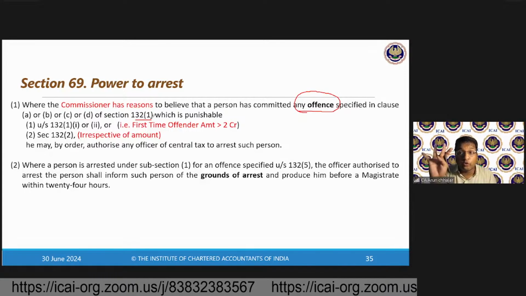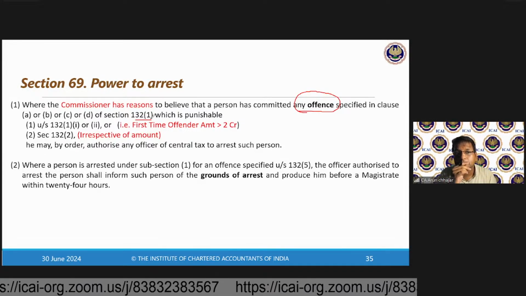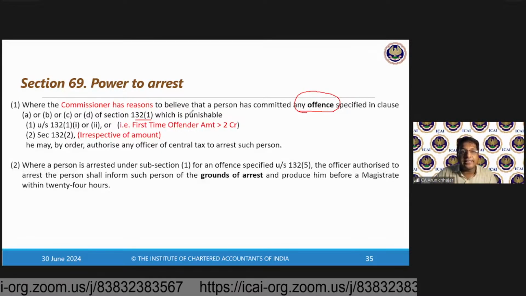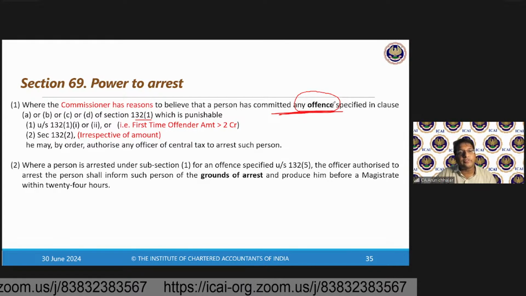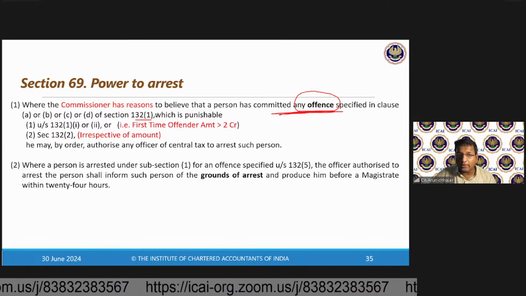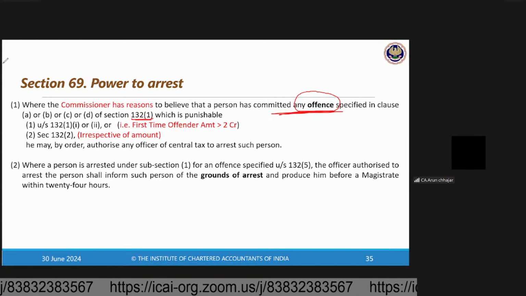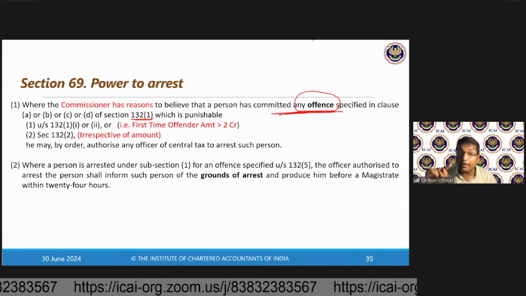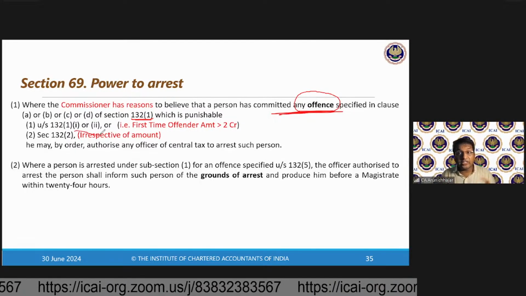in which the first four offenses are serious in nature. Out of which they are saying if any commissioner has reason to believe that any person has committed any offense which is listed in 132.1, clause A, clause B, clause C, clause D, and which is punishable with clause 1 and clause 2. So now there are two combinations.